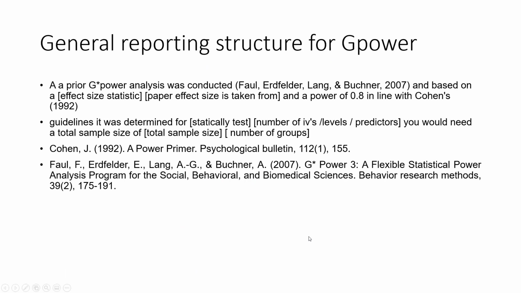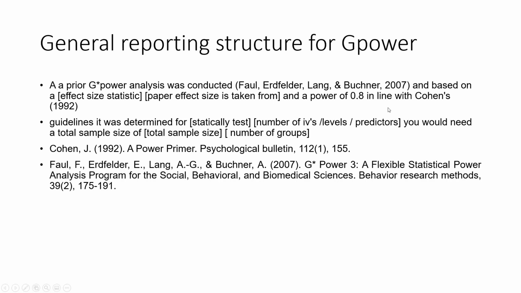Okay, so the general structure of reporting GPower. You'd say something like the following. An a priori GPower analysis was conducted, with the reference for GPower, which is actually taken from the website as well. And based on effect statistics, so this is where you'd say something like partial eta squared or Cohen's f, taken from this paper here. So you'd say what the effect size was, and then you'd say it was taken from this paper.